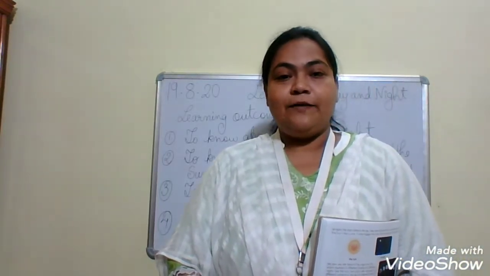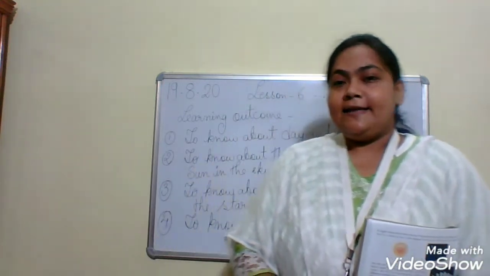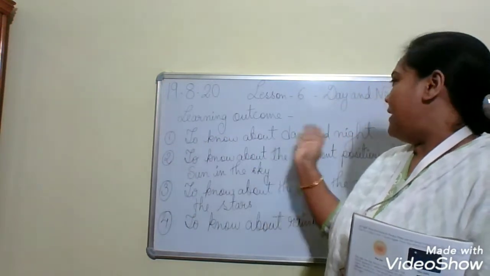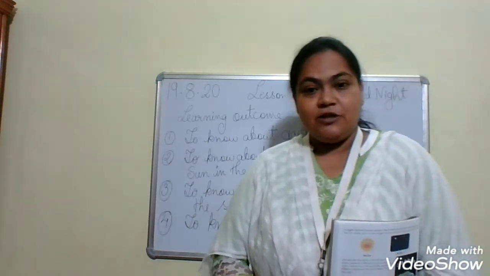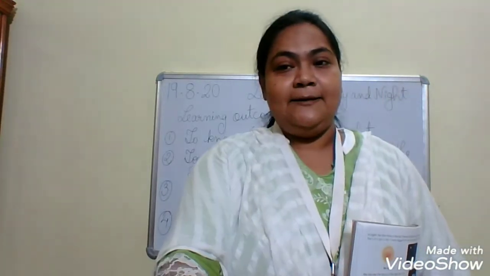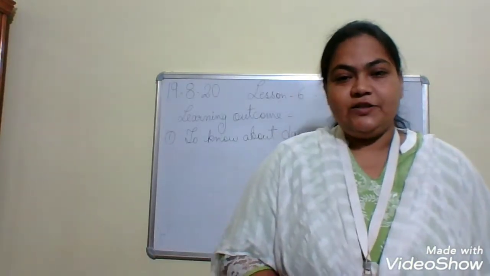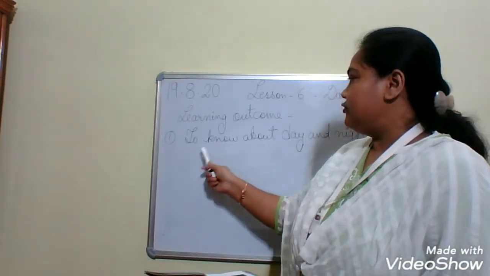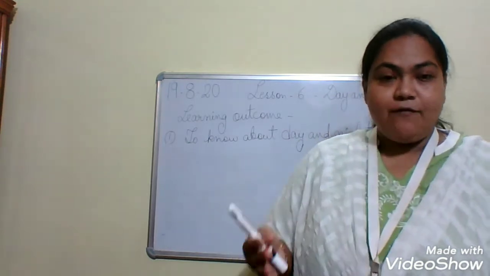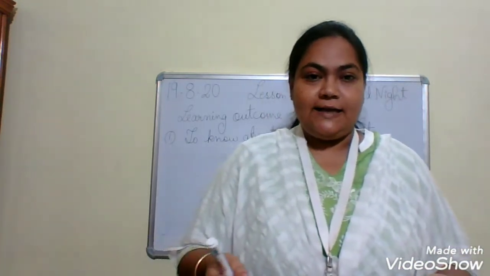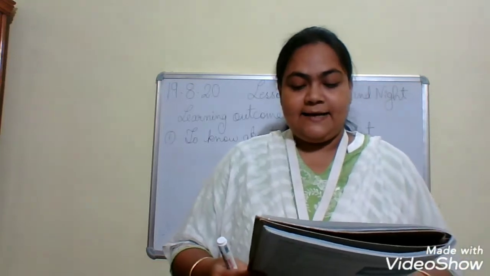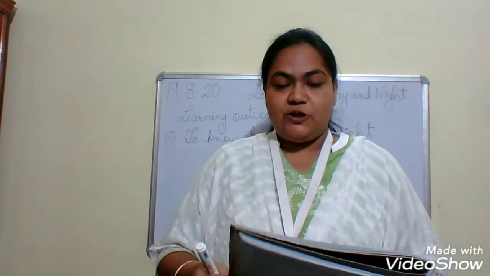Okay children, now moving forward with the new topic, the new learning objective for today is to know about day and night. Now let us start with the first learning objective. What is day and night? For that, children, please refer to page number 33, lesson 6, Day and Night. Look at the picture of daytime and night time given below. There are two pictures. Have you seen, children?